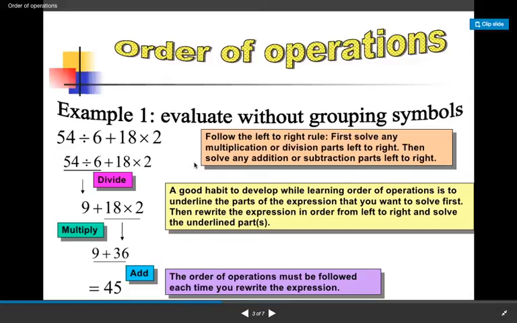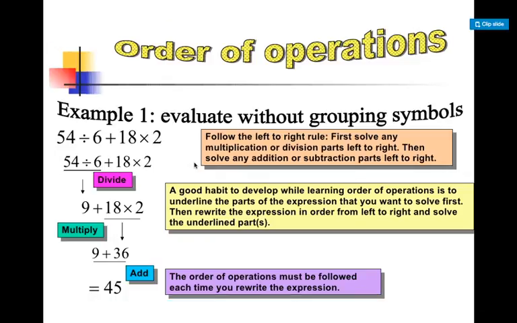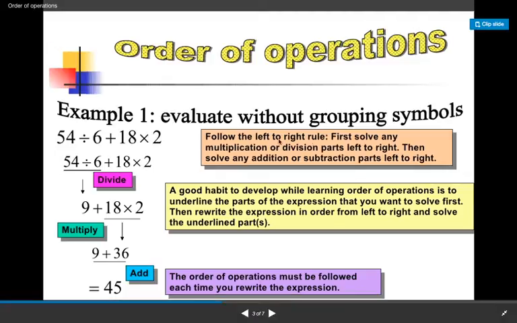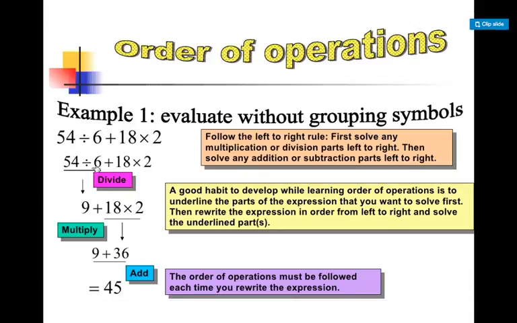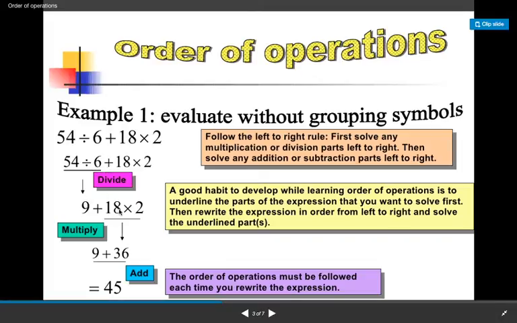So in this problem, we're going to follow the left to right rule. So we solve multiplication or division as it appears in the problem. Then we move on to addition and subtraction as it appears. So in 54 divided by 6 plus 18 times 2, the first thing we're going to do is divide. So 54 divided by 6 is 9, and then we bring down the rest of the problem.